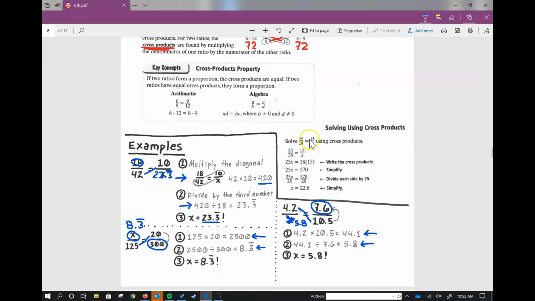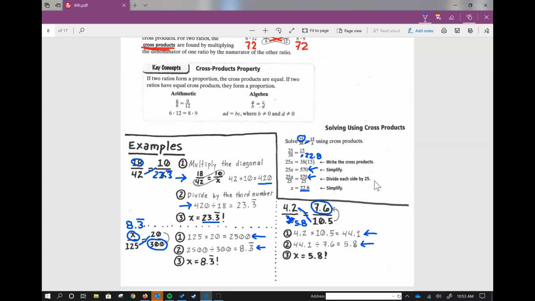One more example. We have 25/38 is equal to 15 over something. Well, our diagonal is 38 and 15, so we're going to multiply 38 times 15. That gives us 570. And then we're going to divide by the number we haven't used yet, which is 25. 570 divided by 25 gives us 22.8. So this x goes away and is replaced by 22.8. This setup always works.